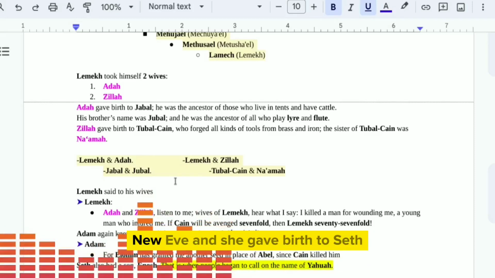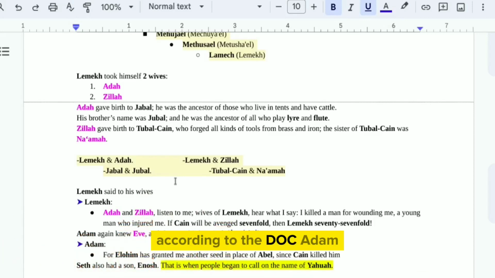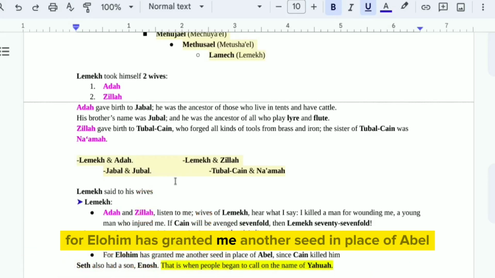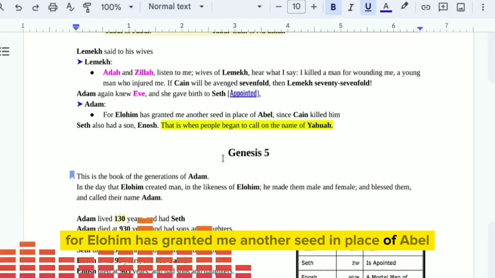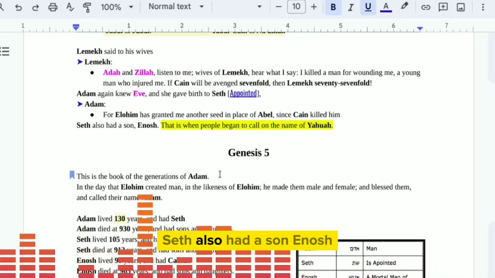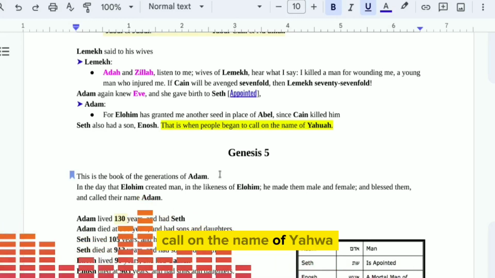Adam again knew Eve, and she gave birth to Seth. Seth means appointed, according to the doc. For Elohim has granted me another seed in place of Abel, since Cain killed him. Seth also had a son, Enosh. That is when people began to call on the name of Yahweh.